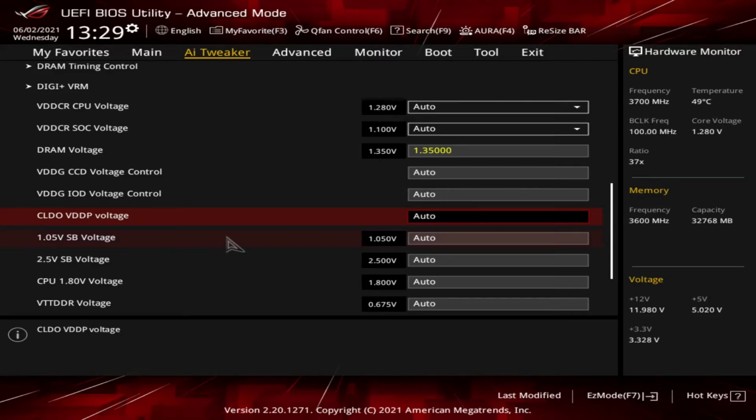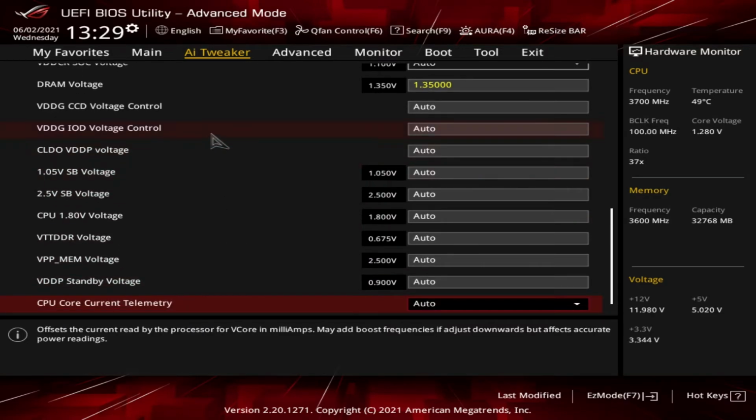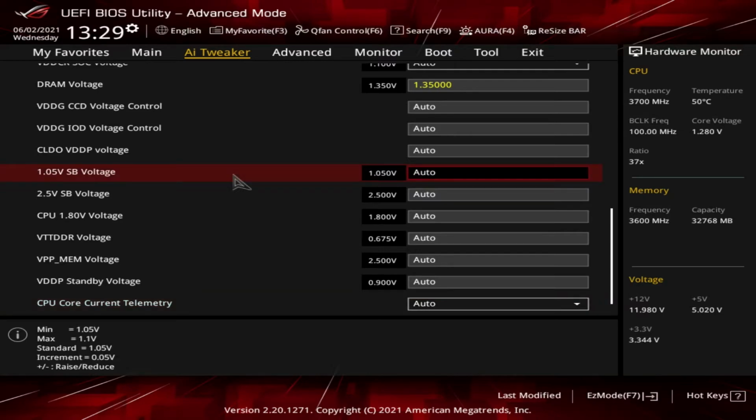The next items here are voltages that are available to the CPU package. There's a 1.05 voltage. SB stands for Southbridge, and it is the portion of the chipset that controls things like the BIOS, USB, and other low-speed components. This is the 1.05 voltage source. You have a very minimal amount that you can adjust this between 1.05 and 1.1, basically two settings.